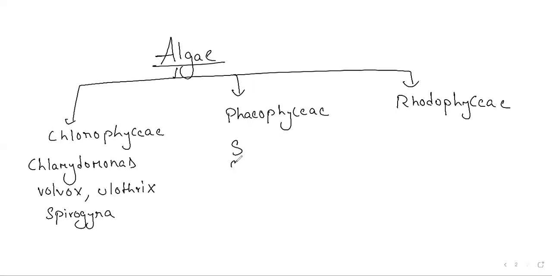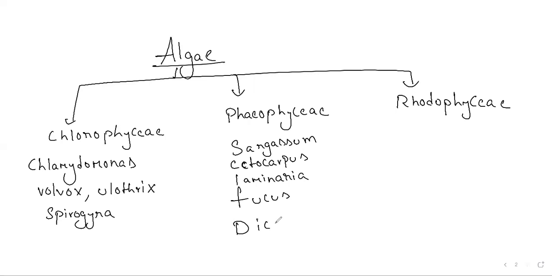self-defense. Just remember this mnemonic of self-defense. So S for Sargassum, E for Ectocarpus, Laminaria, Fucus, and Dictyota.